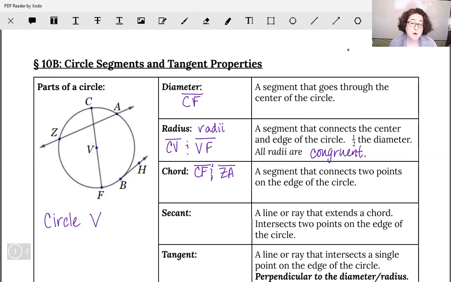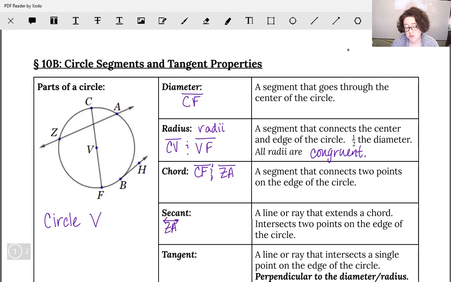So the difference between a chord and the next one, a secant, is that a secant is always going to extend past the edge of the circle. So in other words, I could use line ZA. And don't forget the way to change that notation is just put arrows instead of a little picture of a line up top, instead of just a segment that stops. And that is actually the only line that goes straight through the circle and intersects it in two places, two points on the edge.